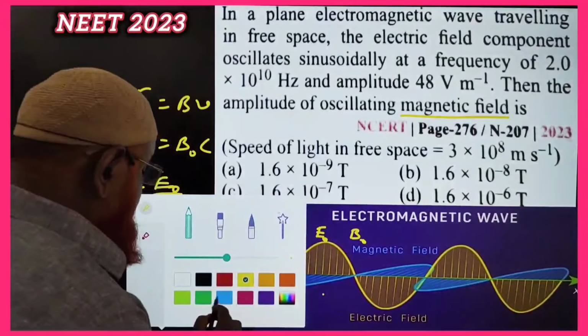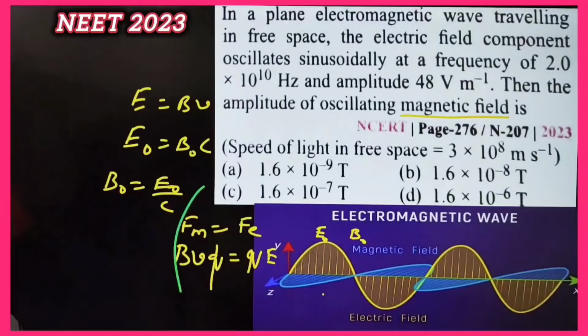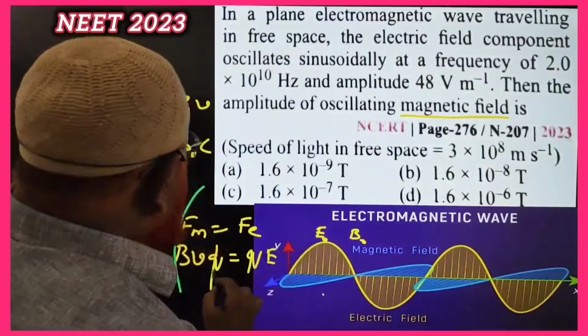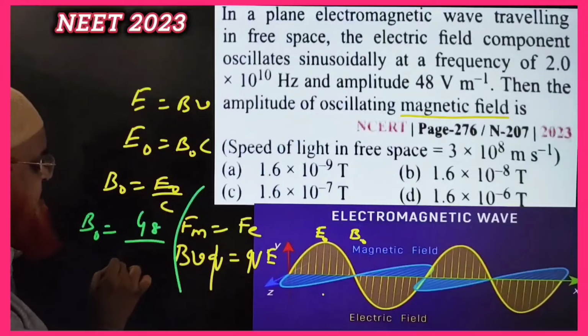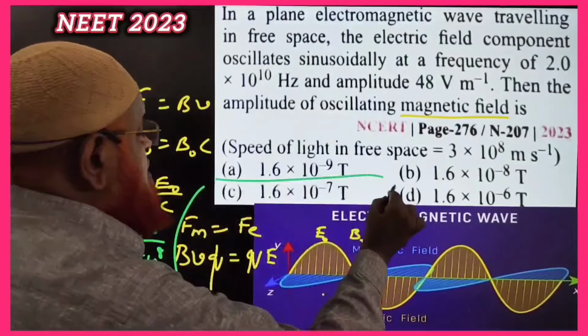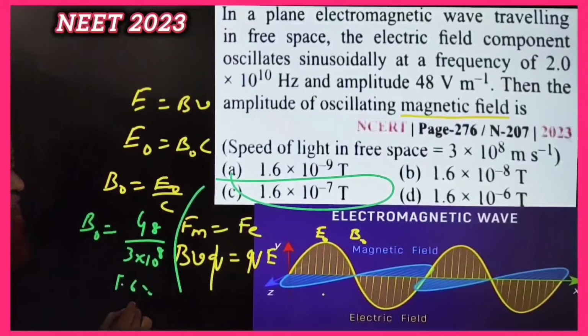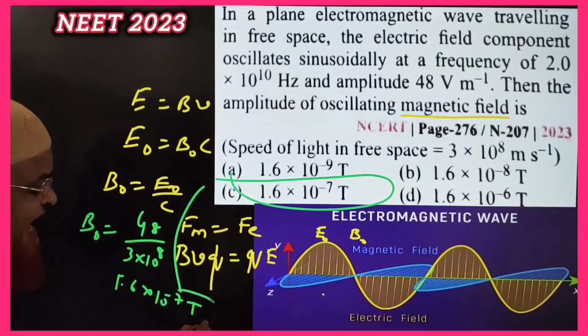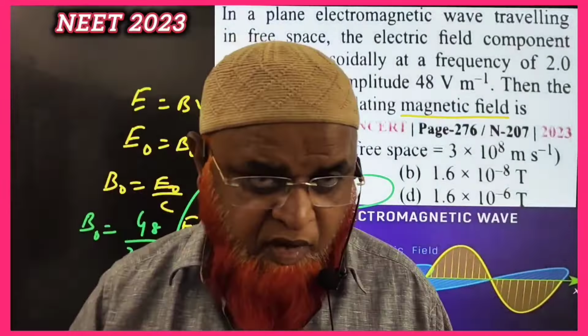Then what happens? Let us see. So here, you write B naught is equal to E naught is already given as 48 divided by 3 into 10 power 8. You just solve. You will be getting 1.6 into 10 power minus 7 Tesla. Thank you very much.